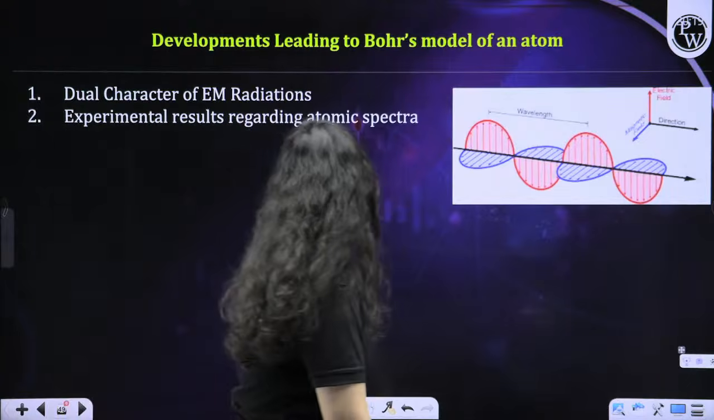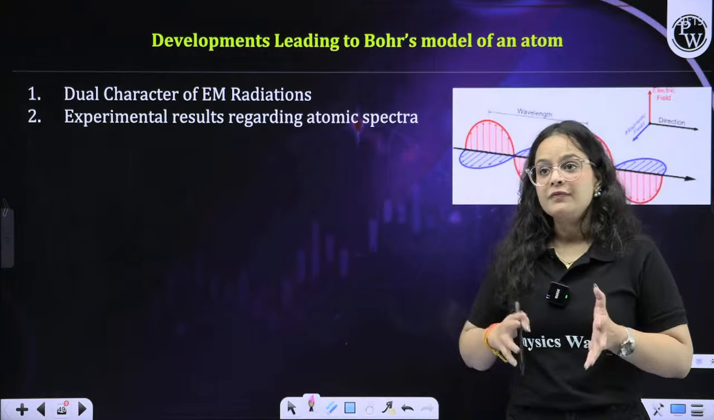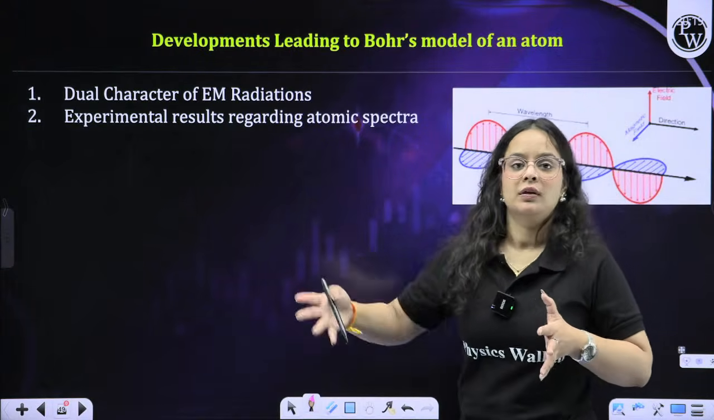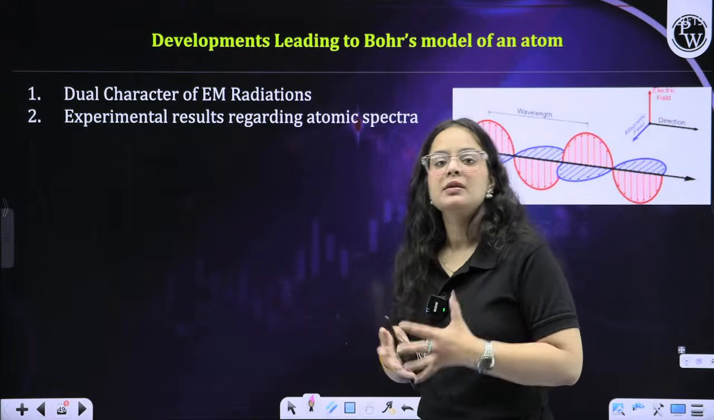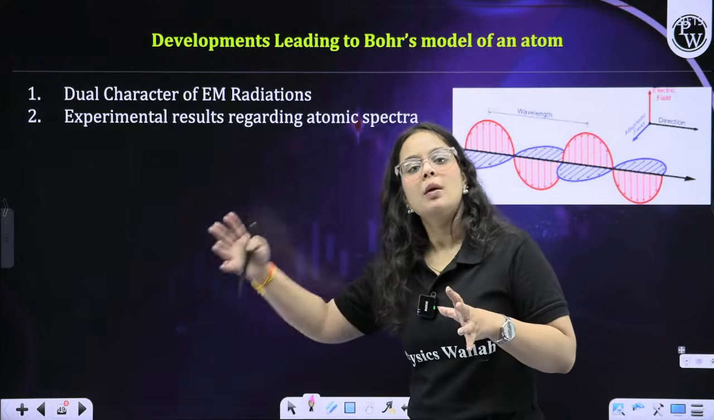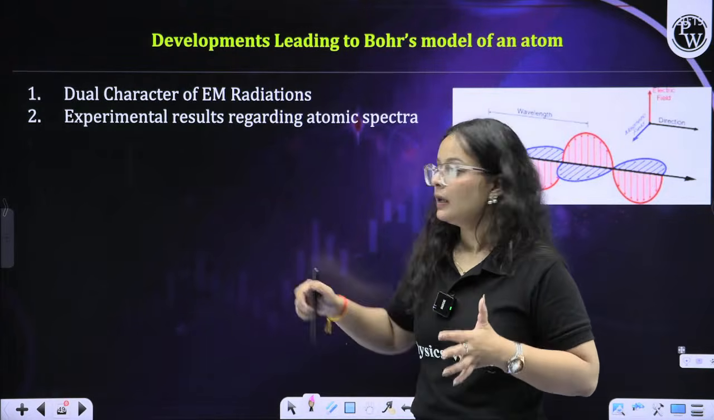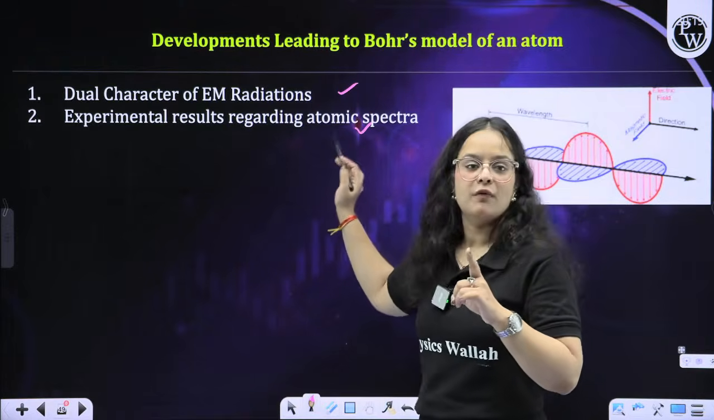Okay, moving on to the next model, that is the Bohr model. After Rutherford, there was no direct shift to the Bohr model. There were numerous experiments and numerous theories going on. Then after that, the Bohr model was established. But in between, there were two major developments. The first one is the dual nature of EM radiation.